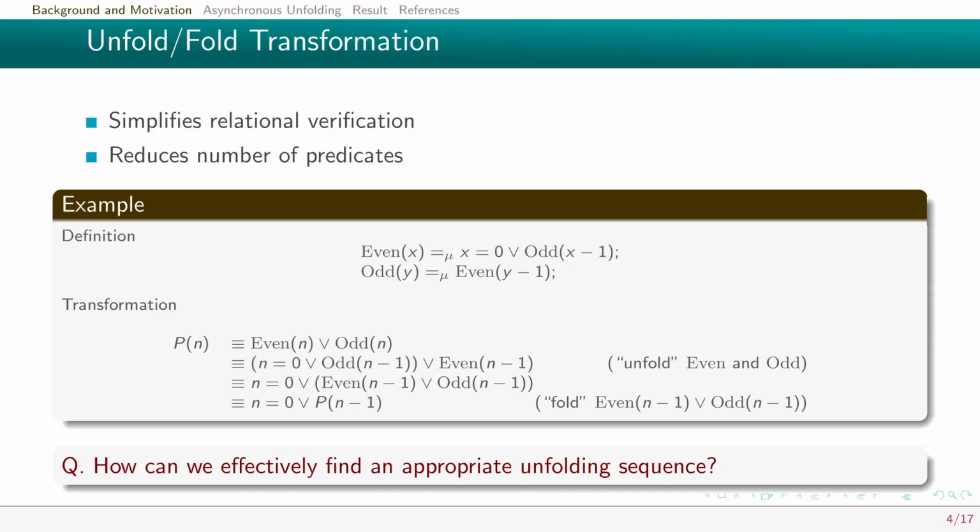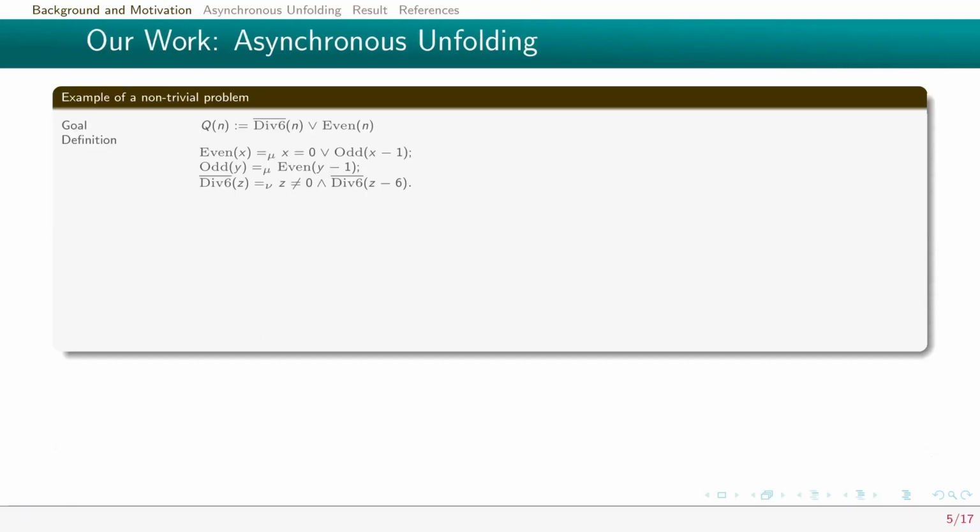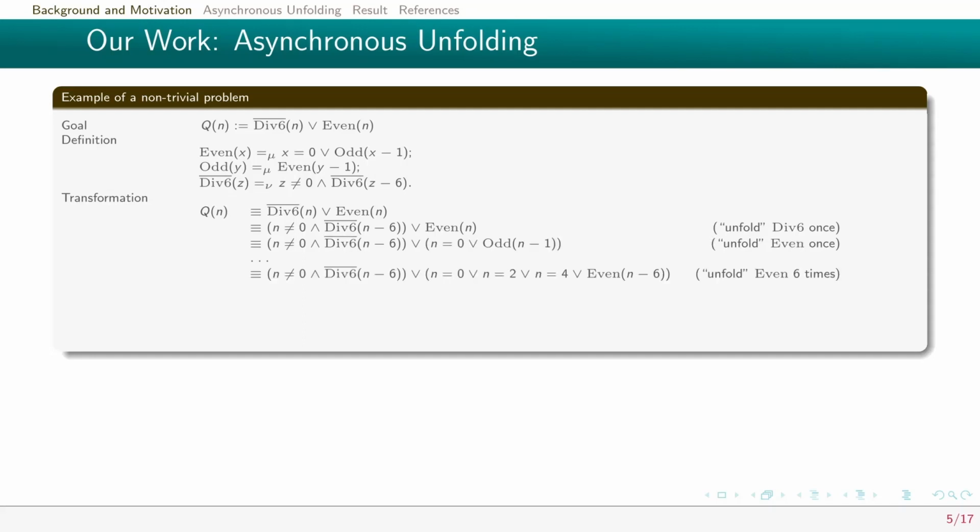Now the question is, how can we effectively find an appropriate unfolding sequence? This is the center of attention of this talk. Sometimes the transformation is not trivial. Different predicates need to be unfolded an arbitrary number of times. Consider this example. If we want to transform it, we need to unfold dual of diff 6 once and the predicate even or odd 6 times, because we need to match the argument of even with that of dual of diff 6, that is n minus 6. Then we are able to fold it to a simpler form that is easy to check.